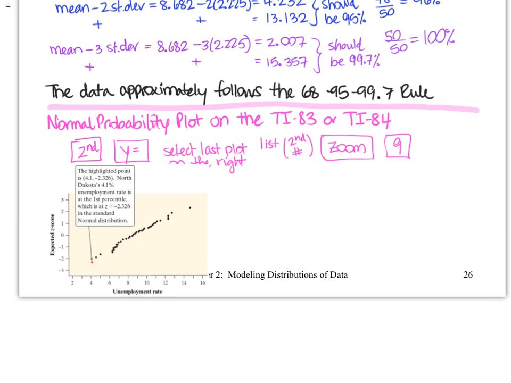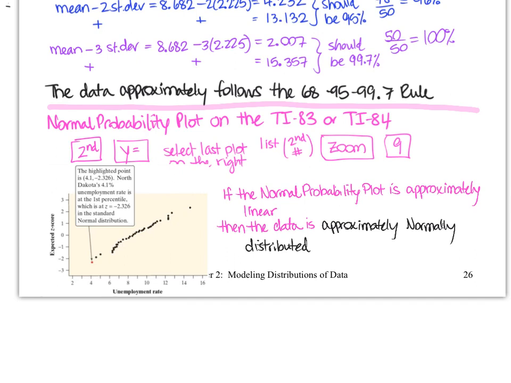Now, what are we looking for on the normal probability plot? The question is, is it linear? If the normal probability plot is approximately linear, which it is in this case, then the data that we were working with to begin with is approximately normally distributed. So it's not always going to show up this way.